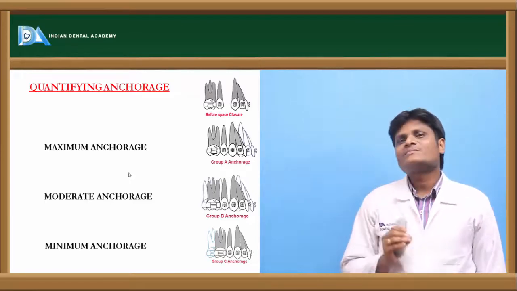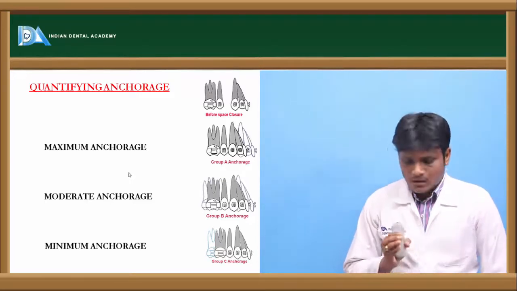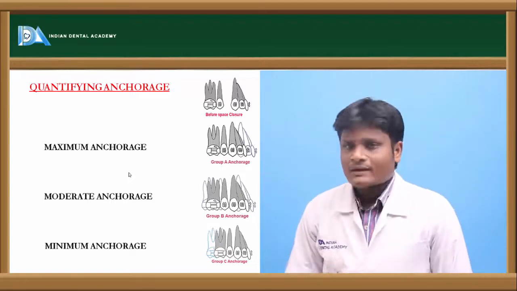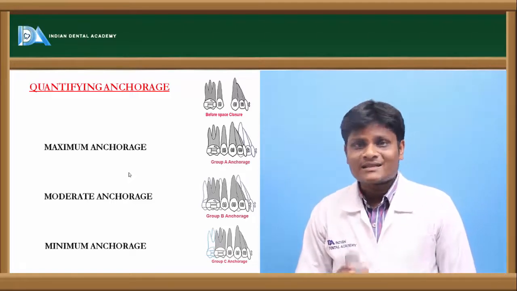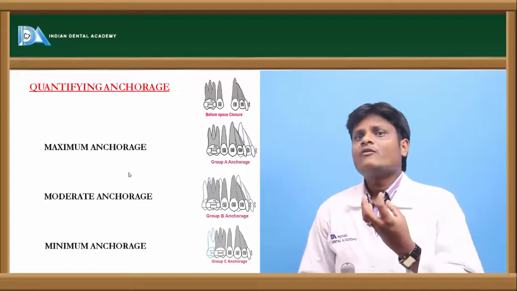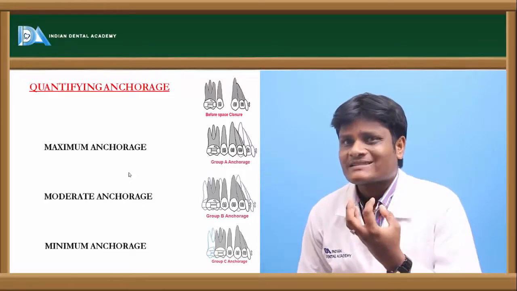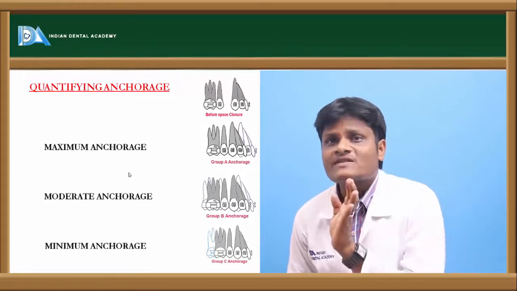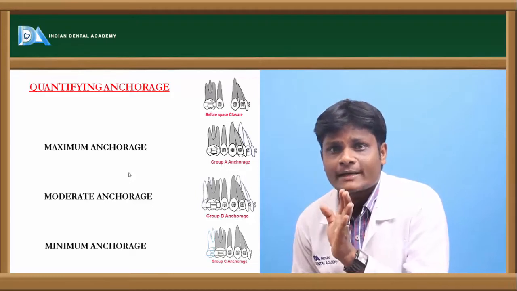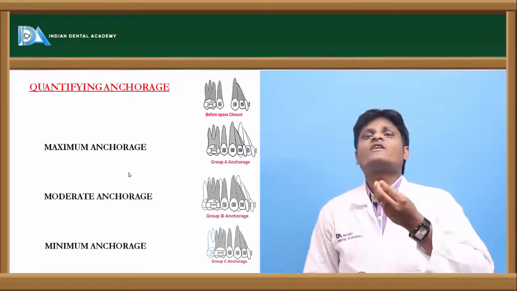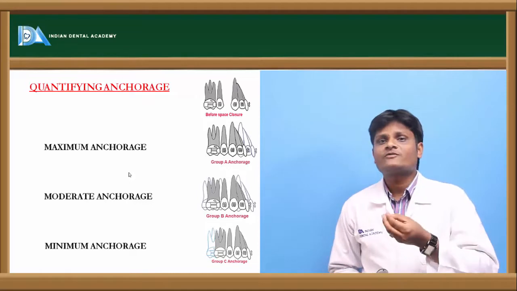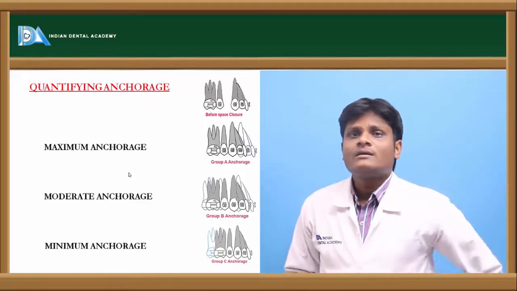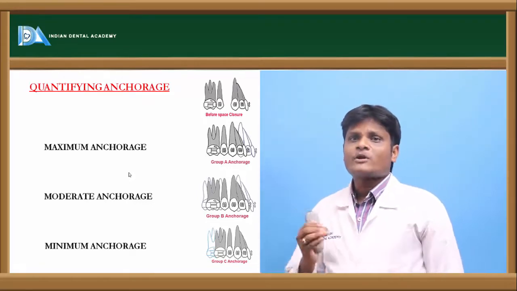Now, what is minimum anchorage? Minimum anchorage is also called Group C anchorage. It's nothing but we allow 75% of the extraction space to be closed by mesial movement of the anchorage unit, that is by anchorage loss, and only 25% of the extraction space is utilized for closure of the space by distal movement of the anteriors.